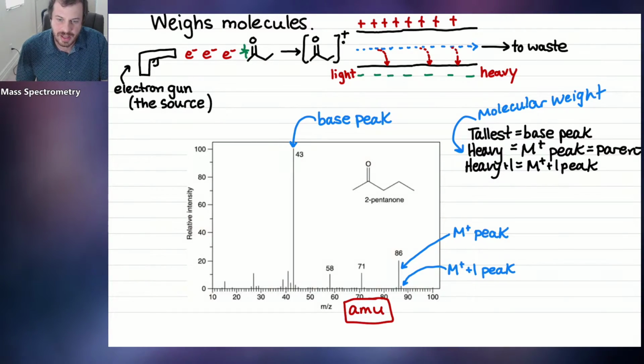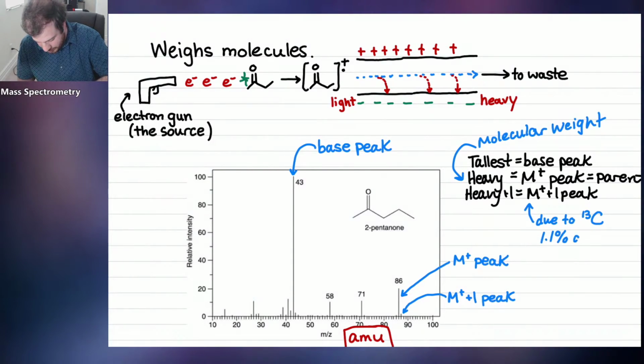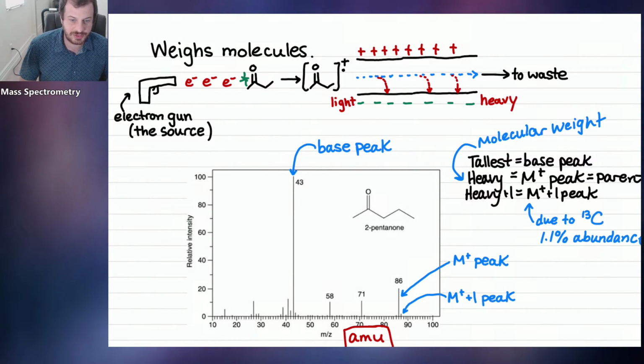Okay. The heavy plus 1 peak, the M plus 1 peak, that is due to the presence of carbon-13. Since we are weighing organic molecules, we have to remember that there's an isotope of carbon that exists with pretty high abundance, 1.1%. So because there's always that 1% chance that a molecule is going to have a C13 in it, there's always this tiny little peak down here that's corresponding to the molecule with one C13 inside of it.